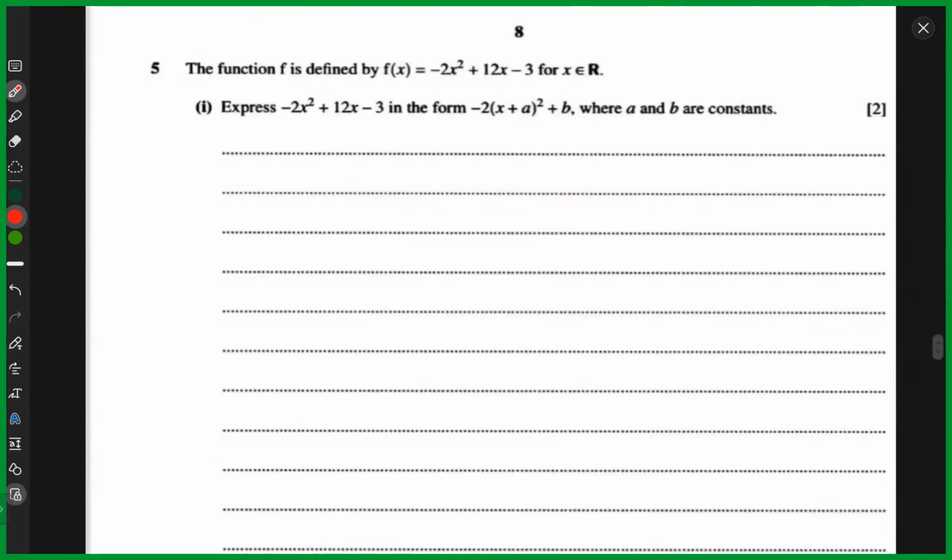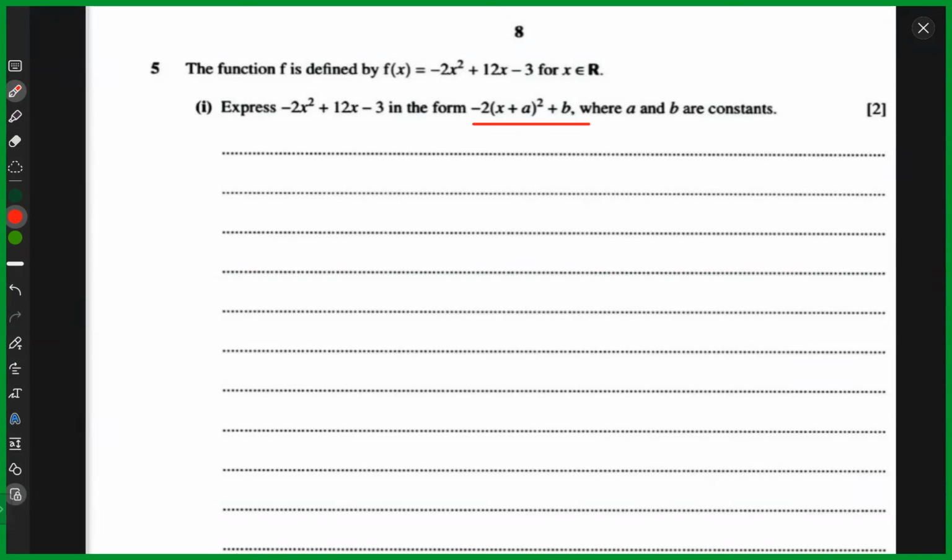And in the next question, it's a bit different. Now it says the function f is defined by f of x equals minus 2x squared plus 12x minus 3. Express minus 2x squared plus 12x minus 3 in the form where a and b are constants. Again, this form is making everything clear that we are talking about the completing square method, but this time around it's a bit different. How is it different?